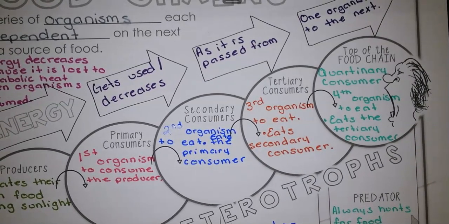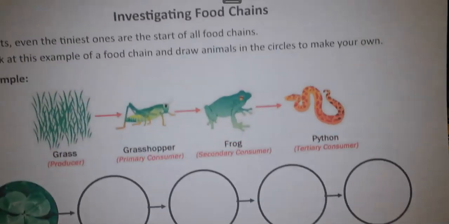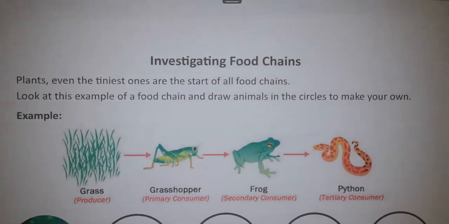So, you have a small research activity that you are going to be doing, and I've already attached this file to your assignments as well. It is this: investigating food chains. Plants, even the tiniest ones, are the start of all food chains. So look at the example of a food chain and draw animals in the circles to make your own.